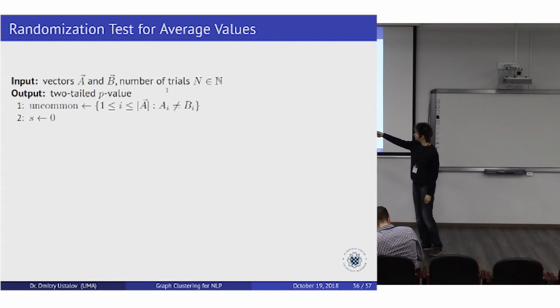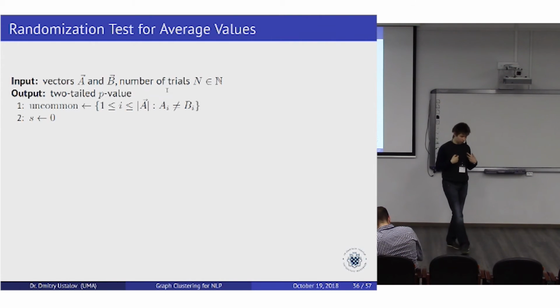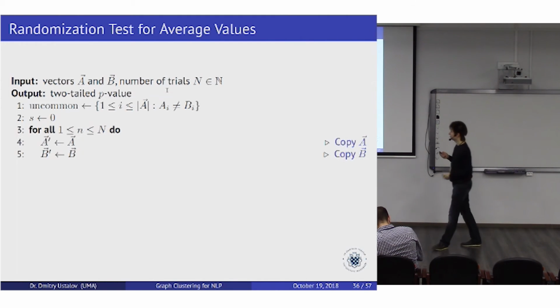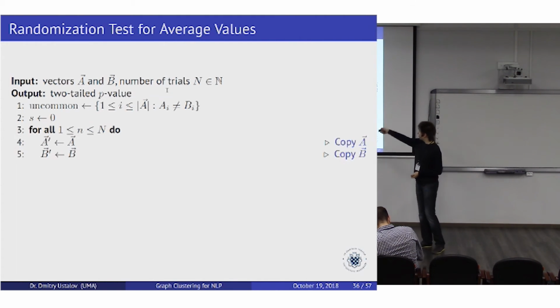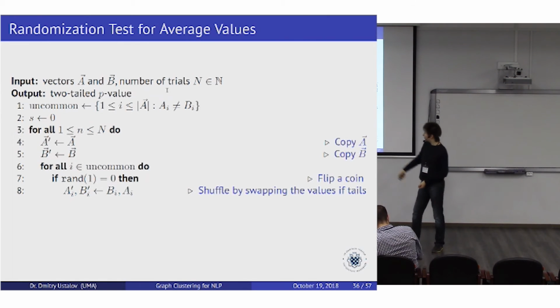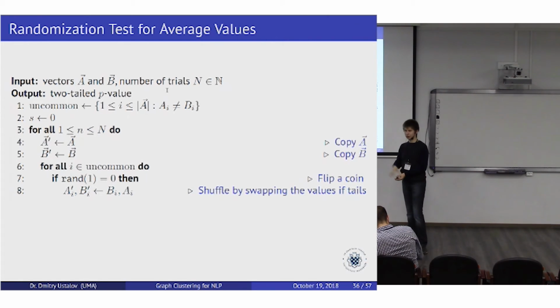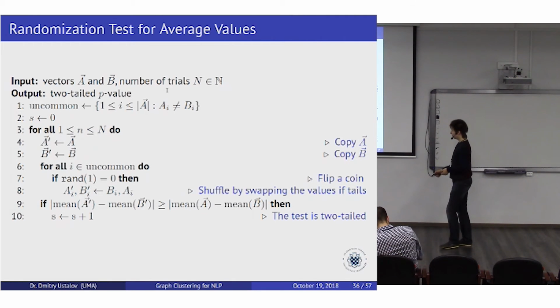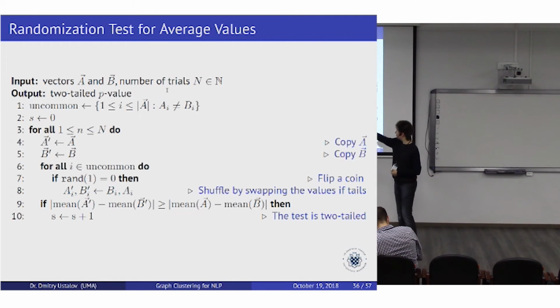Let's count the number of cases when the results were the same under the null hypothesis. Let's iterate. In each iteration, we copy the original vector, and for each uncommon element, we flip a coin and shuffle the elements if we have, for instance, tails or heads.